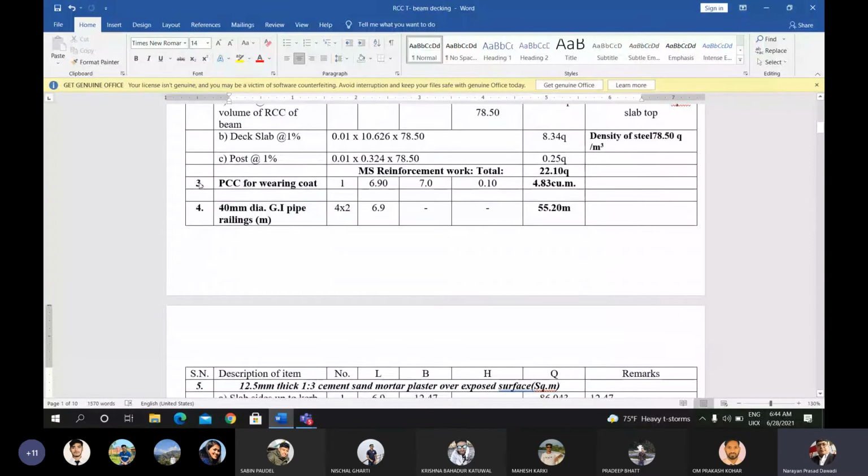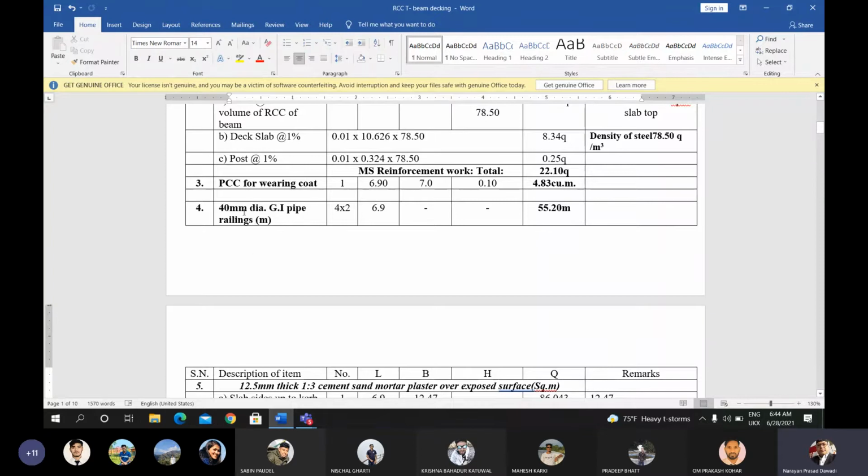You must know the concept now. For the single side, there are 4 numbers of pipes. For the double pipes, you need 8 numbers of pipes. For each side, the length of the pipe will be the total length of the bridge. That will be 6.9.